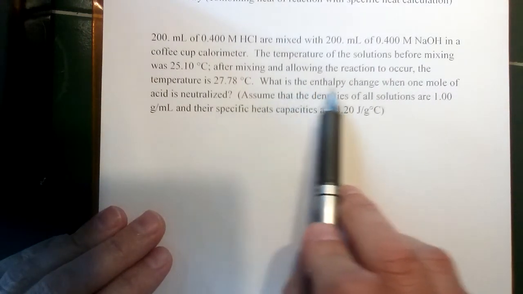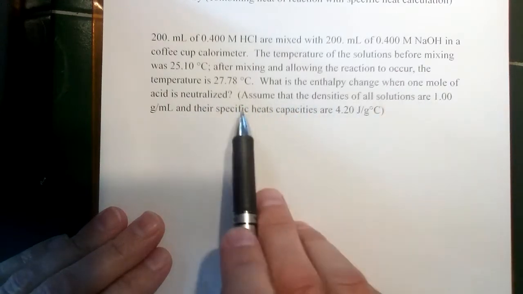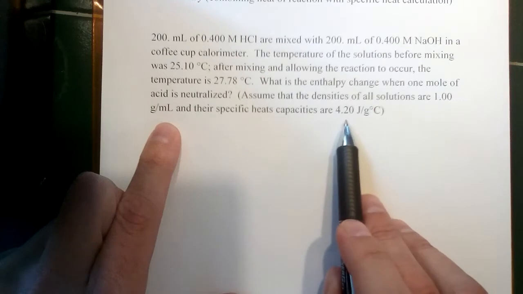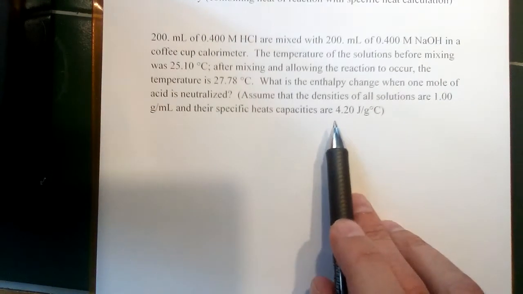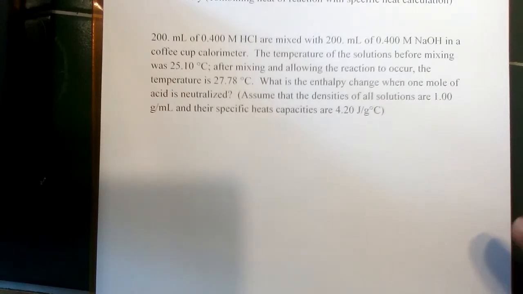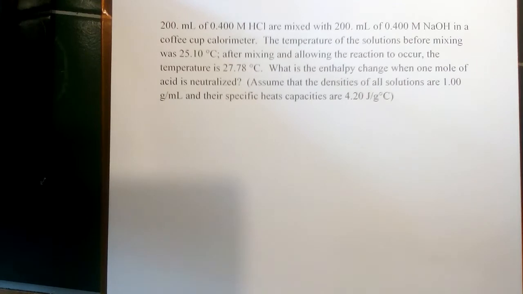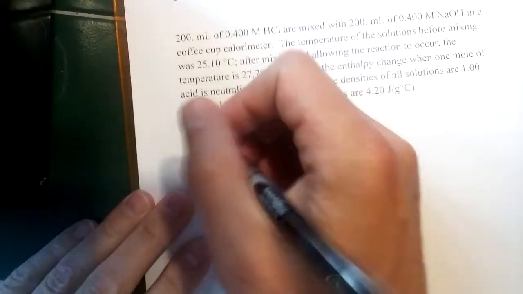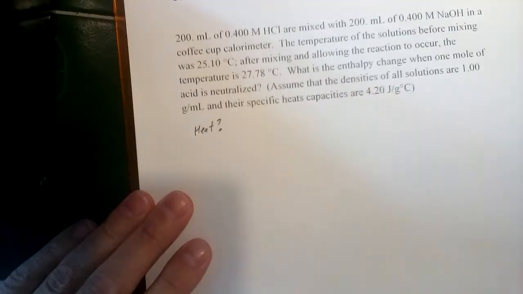We want to calculate what is the enthalpy change when 1 mole of acid is neutralized, right? And we're given some extra information. Assumed densities are 1 gram per milliliter, and specific heats are 4.20 joules per gram degree C. So that's just rounded a little bit from the 4.184 that we've been using for water. Okay, so we want to get to enthalpy. Enthalpy, of course, is related to how much heat is produced. So the first thing we should figure out is the quantity of heat. So how much heat is produced here in this reaction?